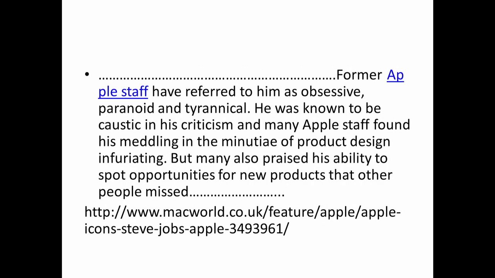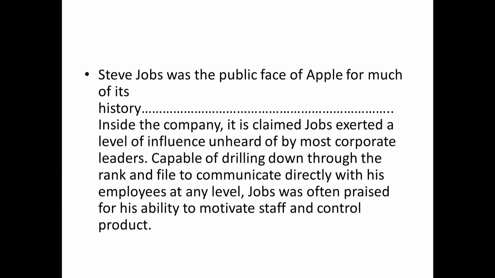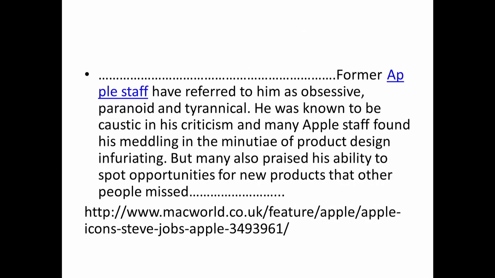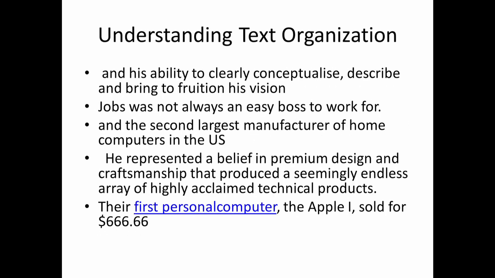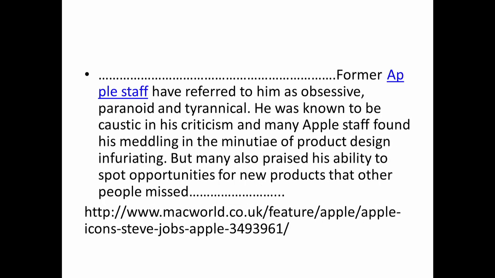Now, let us look at the next blank, and then there is a reference to that Jobs was not always an easy boss to work for. Therefore, this is followed by former Apple staff have referred to him as obsessive, paranoid and tyrannical. He was not an easy person, but in spite of all this, many also praise his ability to spot opportunities for new projects that other people missed, and his ability to clearly conceptualize, describe and bring to fruition his vision, the first bullet point.